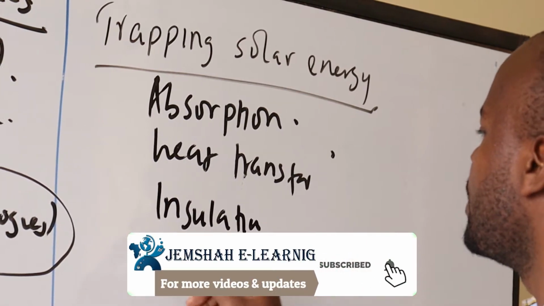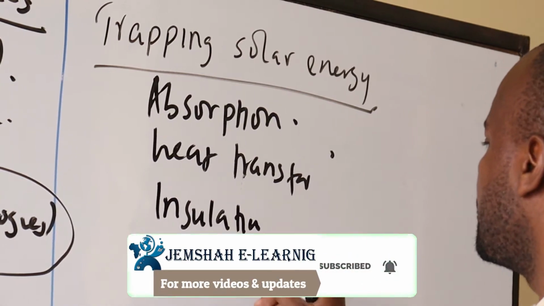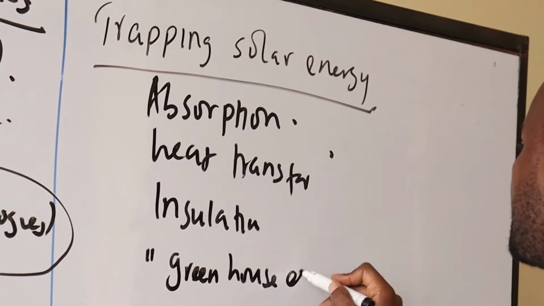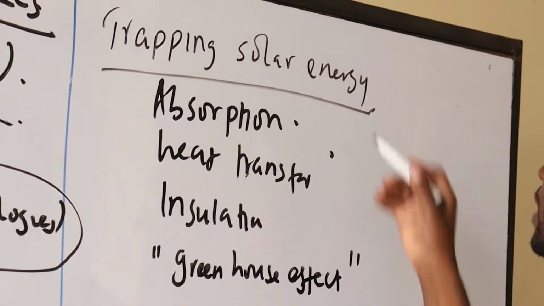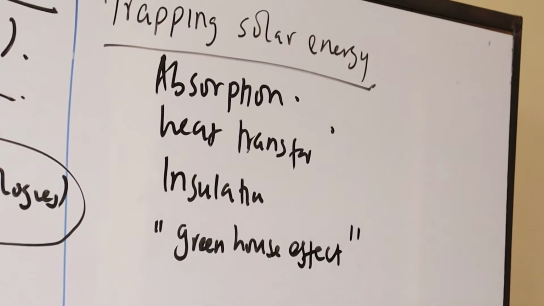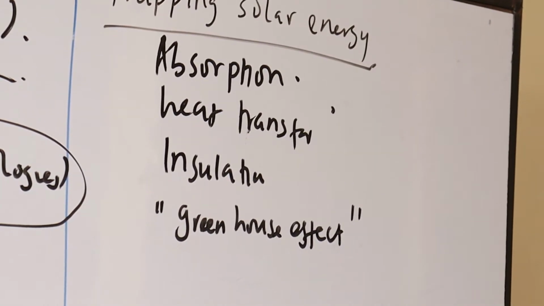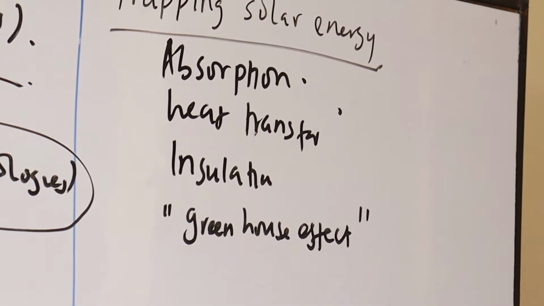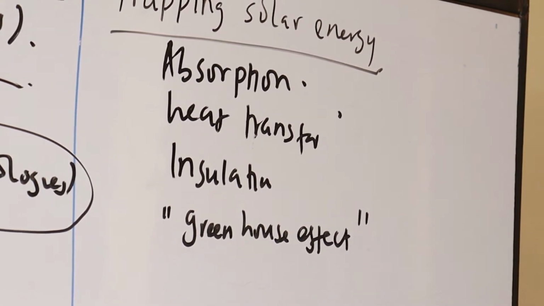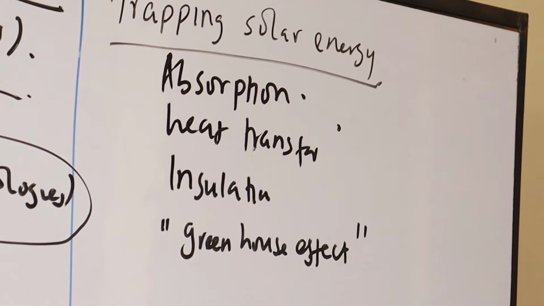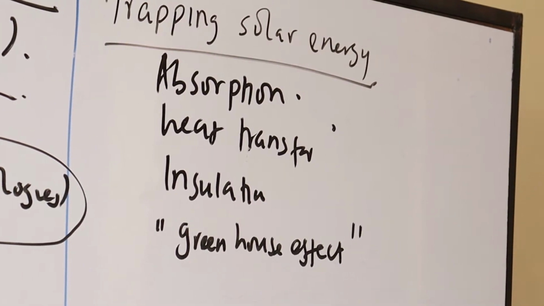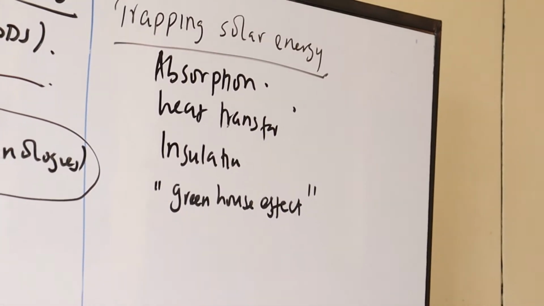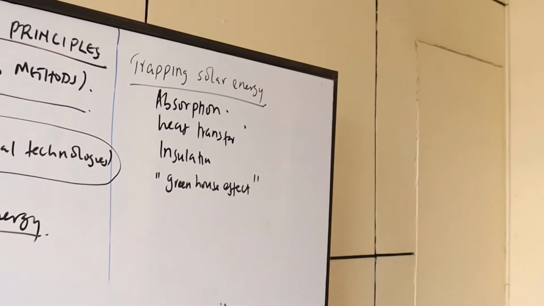And finally, we can talk about what we refer to as the greenhouse effect. These entail the trapping of solar energy. You will find that solar radiation is always absorbed on surfaces in the form of heat, and the amount of heat radiation absorbed usually depends on the incident surface area.